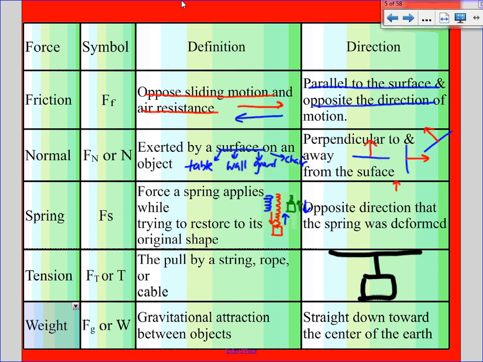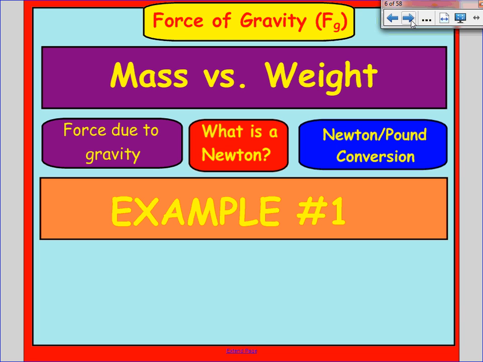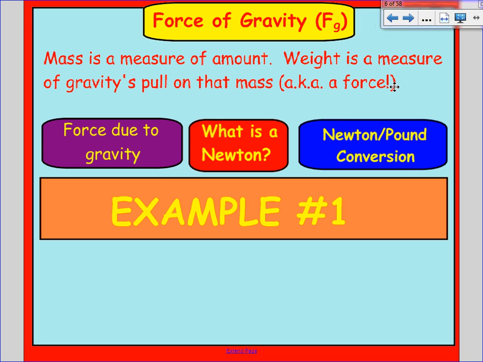All right, let's go ahead and cover a couple of these forces in more depth. Let's start with force gravity. When we talk about force gravity, we need to make sure we understand the difference between mass and weight. Mass versus weight is this. Mass is a measure of amount. It's how much matter you actually have. And in physics, we measure mass in kilograms.